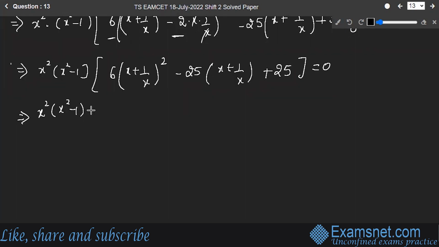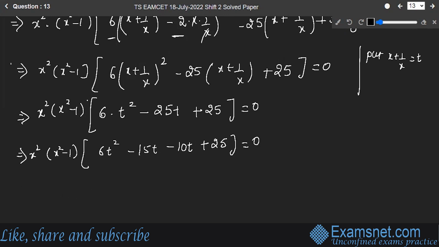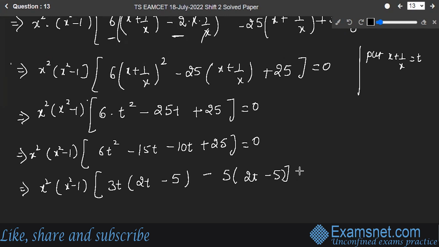x square minus 1. So this can be written as now further, I'll take, see, now this is something of the form, if I'm putting x plus 1 upon x as t, so this can be written as 6t square minus 25t plus 25 is equal to 0. So let's factorize. You will have 6t square minus 15t minus 10t plus 25 is equal to 0. So this will be 3t, 2t minus 5, minus 5, 2t minus 5 is equal to 0.